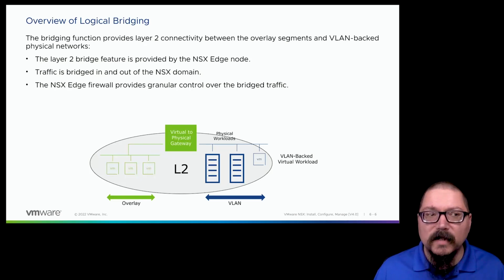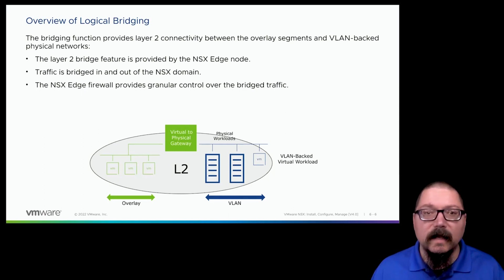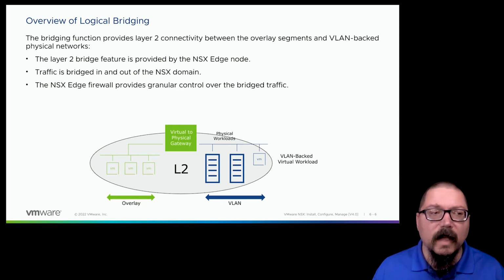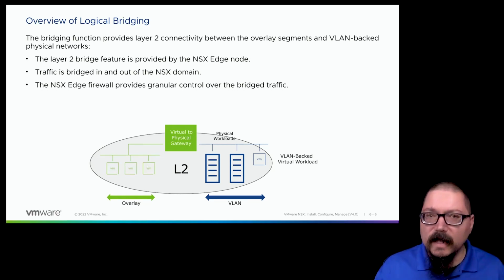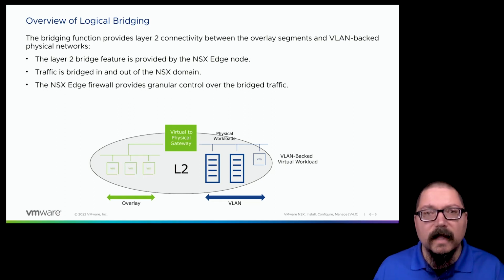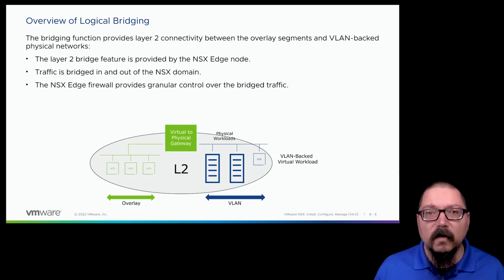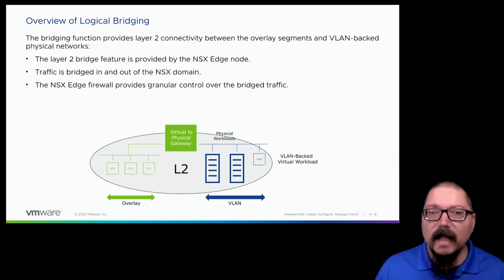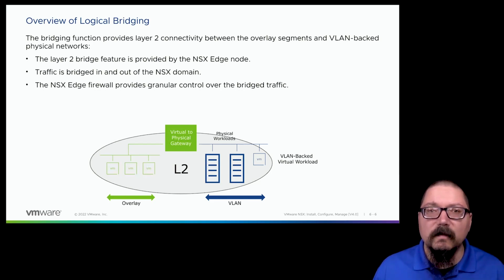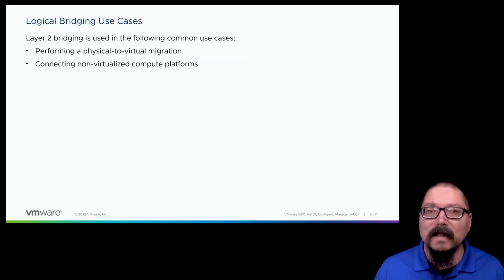So logical bridging is a function of the edge transport node, not of a gateway, not of a logical switch. It's a function of the actual edge transport node. What we're doing here is taking an overlay network and telling the edge to bridge that overlay network to a VLAN. And that's going to allow workloads inside of NSX and workloads outside of NSX to maintain layer 2 connectivity and layer 2 adjacency when that's explicitly necessary. Most of the time it's not necessary, but it might be useful in some cases.